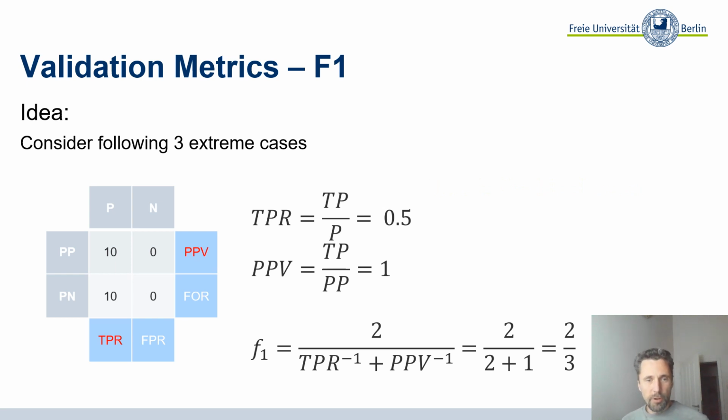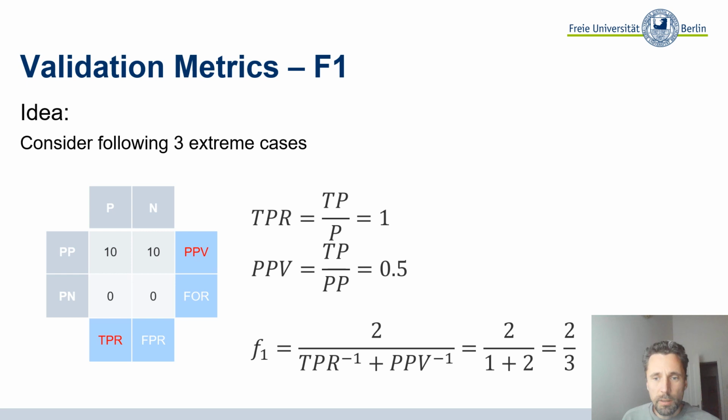Then for the other case, where half of the positive samples were wrongly predicted negative, we have a true positive rate of only 50%, because only half of them were correctly classified as positives. But the precision, looking at all the positive outputs, is 1, so all of the positive outputs were actually from P. So our F1 score is 2/3.